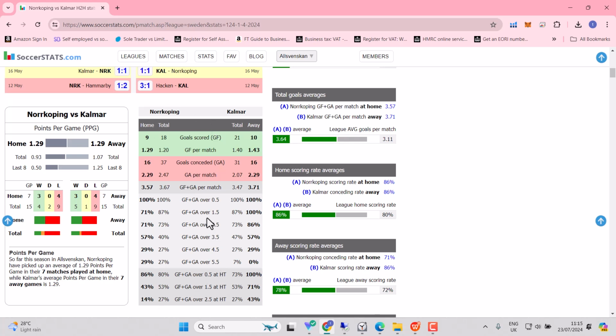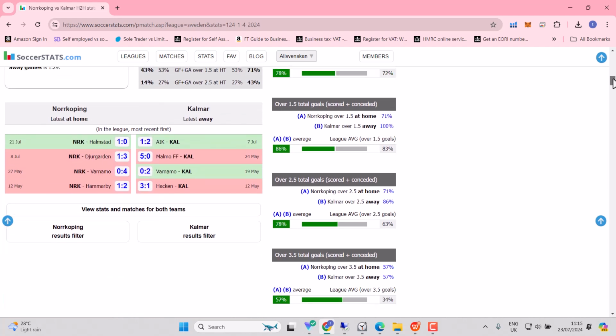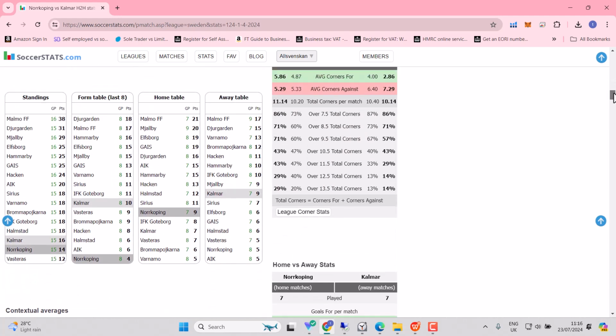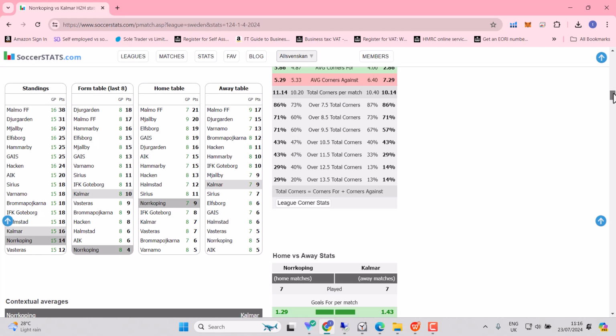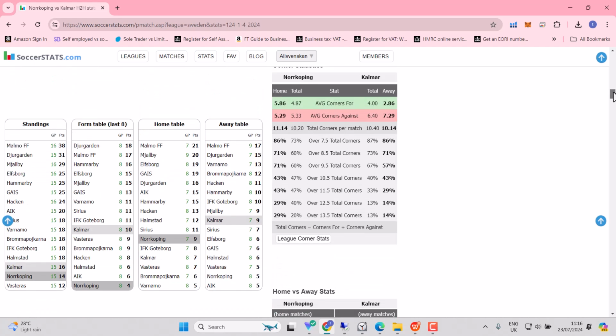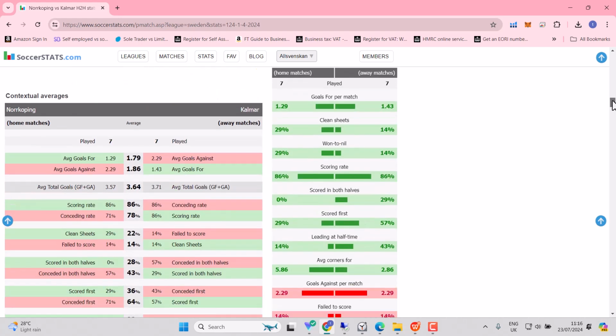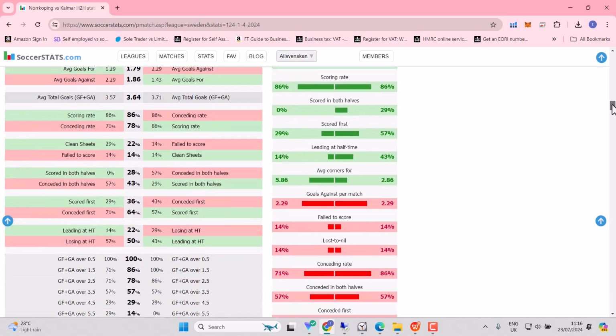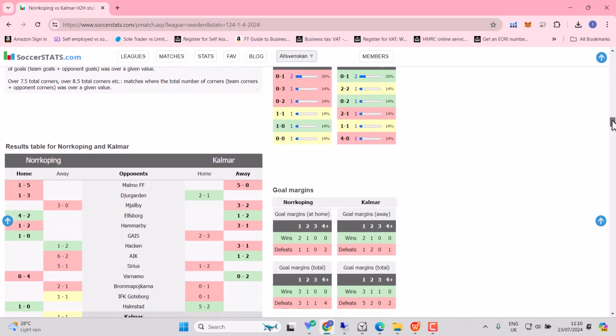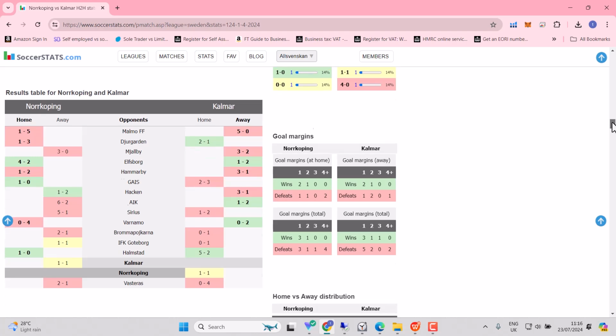It's fascinating. Goals for and goals against over 0.5. So as the season develops, you'll start seeing goal patterns. But as I say, this isn't a page that I particularly use, but it does have fantastic information. Form table, last eight matches. You'll also get goal scorers here as well, contextual averages. So a lot of fascinating stats here. Not really used, as I say, in my research.